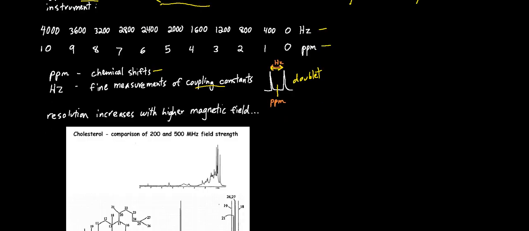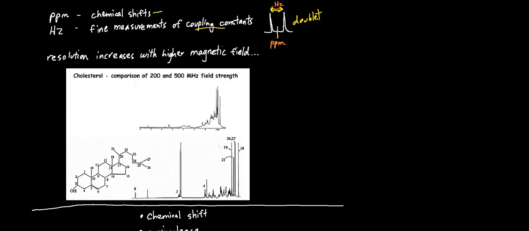Now, resolution increases with higher magnetic fields. So this is an extreme example comparing 200 megahertz and 500 megahertz for the molecule cholesterol. Pretty big molecule with a lot of overlapping signals, especially in this region, but you can see how much better it is at 500. Still not perfect though, right? So a lot more has to be used to determine the structure of molecules like this, carbon NMR and 2D NMR. But still a dramatic improvement.